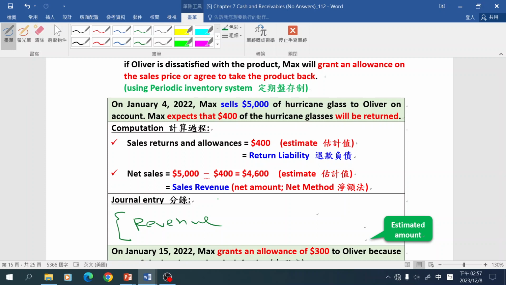Using the net method, so what should we do? How do we record the situation? Okay, finished here? Maybe if you finish, take a break. Okay, later when we come back, we double-check the answers.